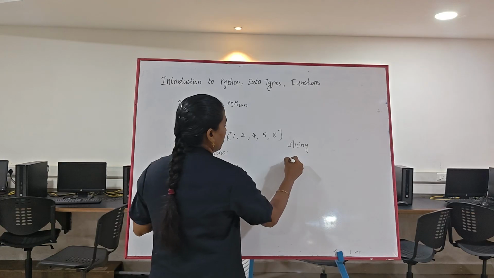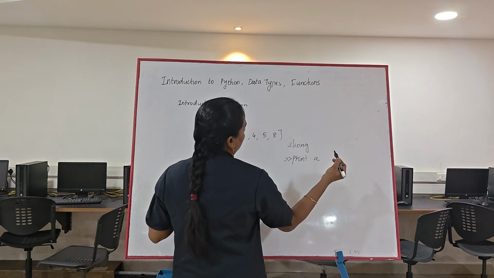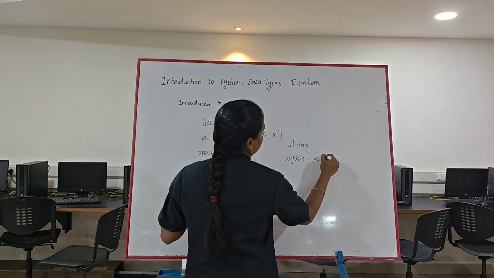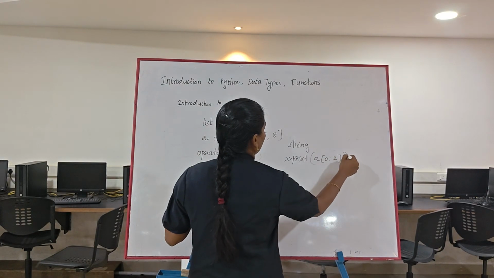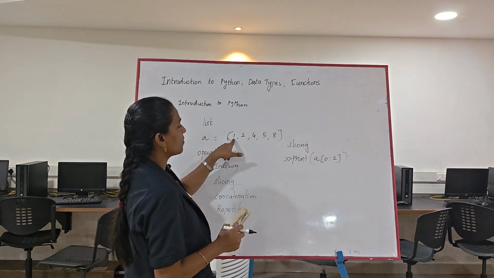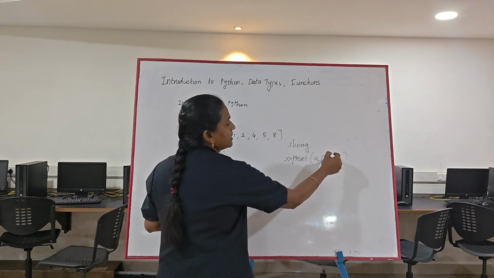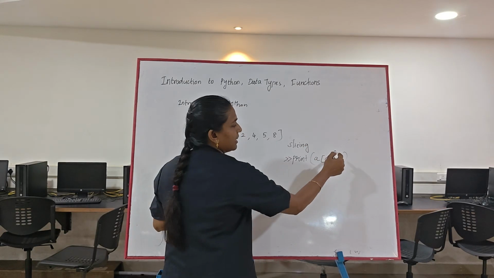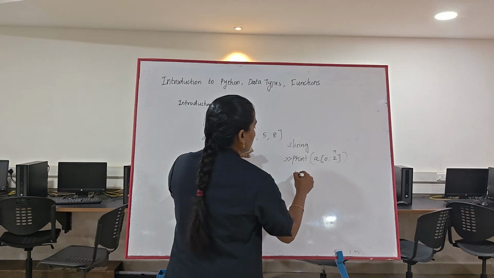Slicing, here we will give print A of 0 is to 2. So 0 is to 2 means it will start from 0, that means 0, 1, 2. Here we mark it as n. N minus 1 means it will have to stop at 0 and 1. The output is 1 and 2.